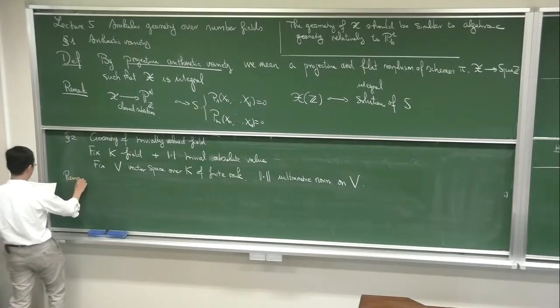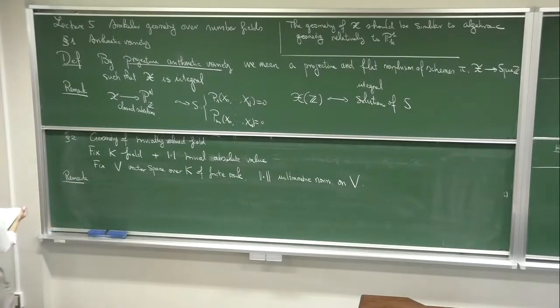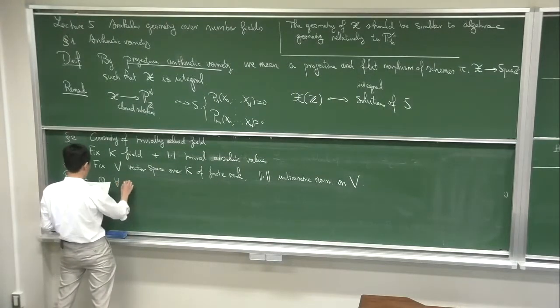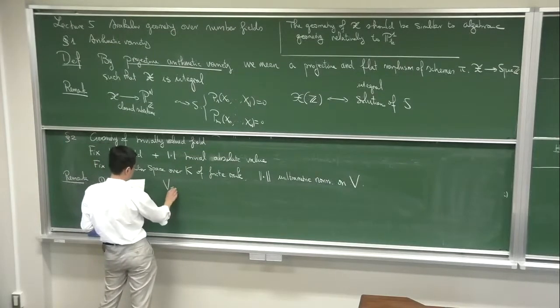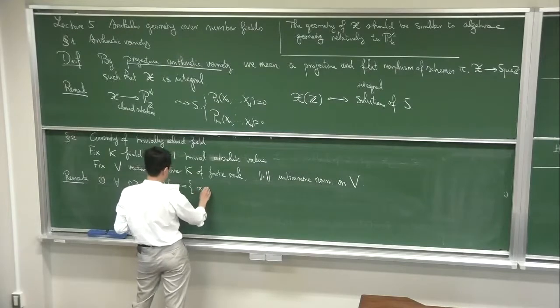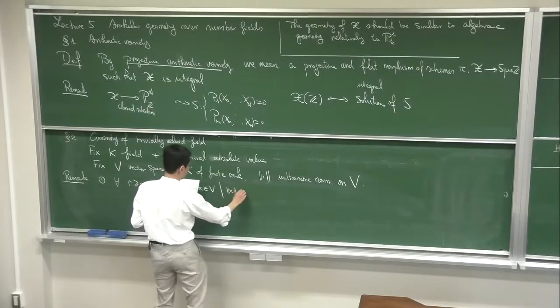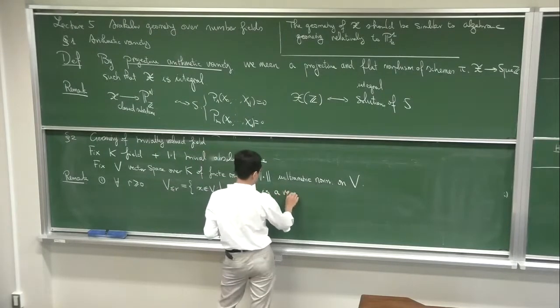So just a little remark. First, for any positive radius r, if you consider the ball of radius r, this is a vector subspace.